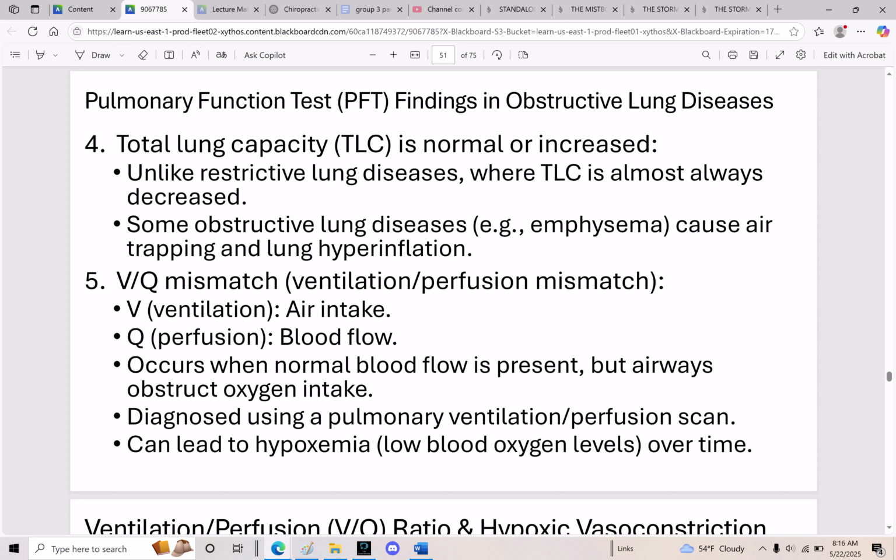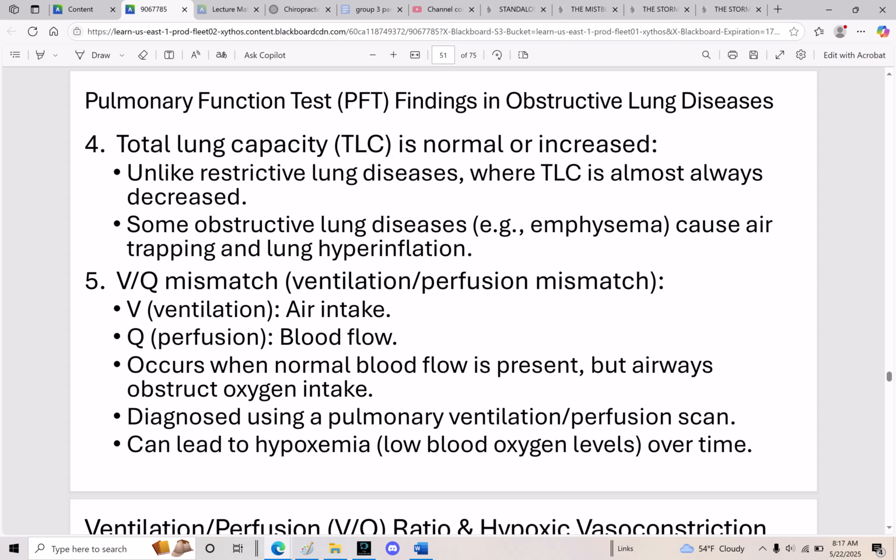Now, VQ mismatch. Didn't we talk about this? That's why I did it on the board first, to get your attention and all that. But I have it here in a very nice setup. VQ mismatch, ventilation perfusion mismatch, right? V is the ventilation, the air intake, and Q is your perfusion. You cannot have an efficient air exchange if you are lacking one. You have to have both. You have to have oxygen, you have to have blood. If you are missing one or the other, there will be a mismatch.